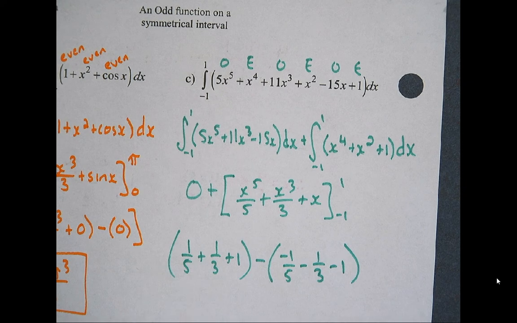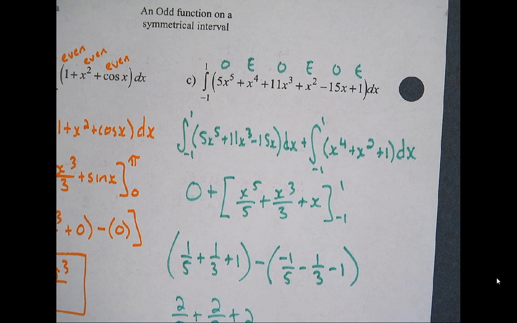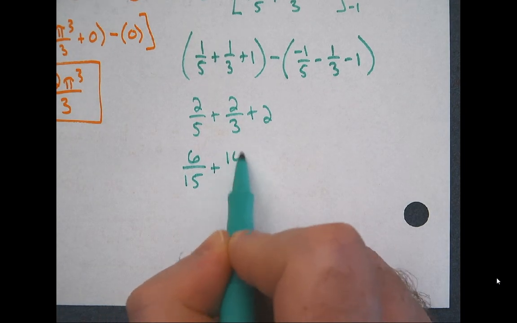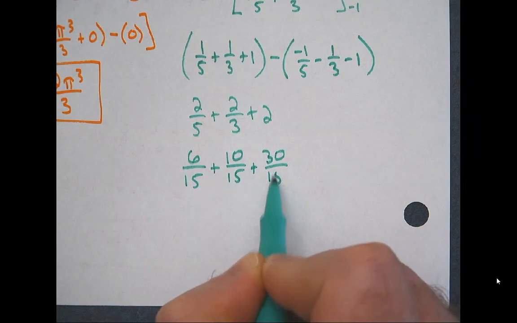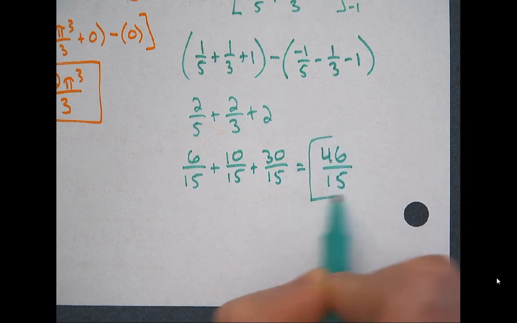I'm subtracting, so this is going to be 2/5. 3 minus a negative would be 2/3. 1 minus that would be 2. Oh, common denominator at this point. I guess 15, so I guess that's not too bad. So 6/15, dang it, sorry. 6/15 plus 10/15 plus 30/15. 30, 40, 46 over 15.